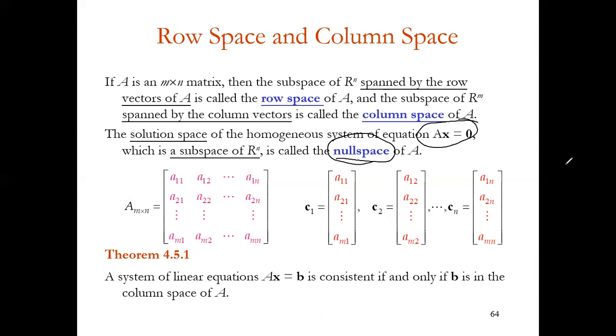So this is similar to the previous. I will not prove this theorem, but you need to consider this. We have a theorem: if we have a system of linear equations Ax equals b, we call this consistent if and only if b is in the column space of A. So we need to check whether the b here is in the column space of A.